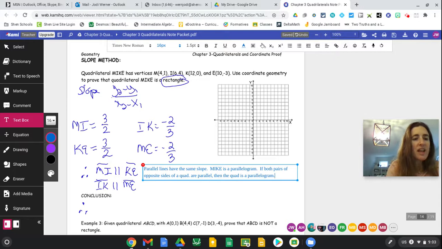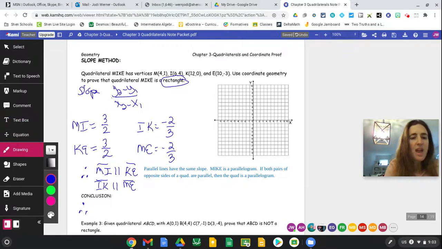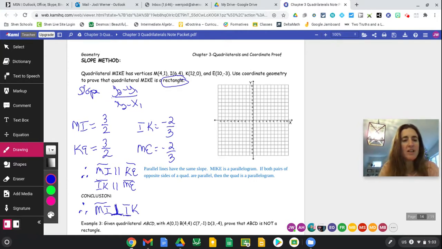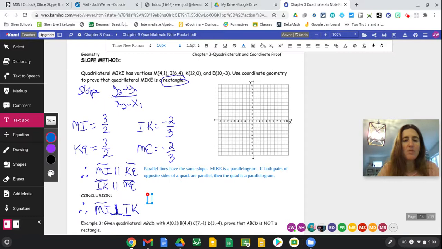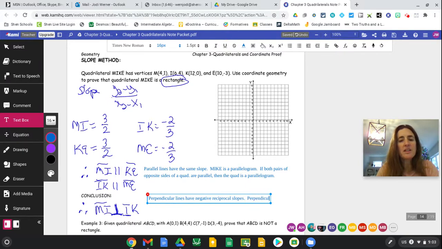So I'm going to say that MI is now perpendicular to IK. They're perpendicular because their slopes are negative reciprocals. And if they're negative reciprocal slopes, then there's going to be a right angle there. So perpendicular lines have negative reciprocal slopes. And perpendicular lines intersect to form right angles.